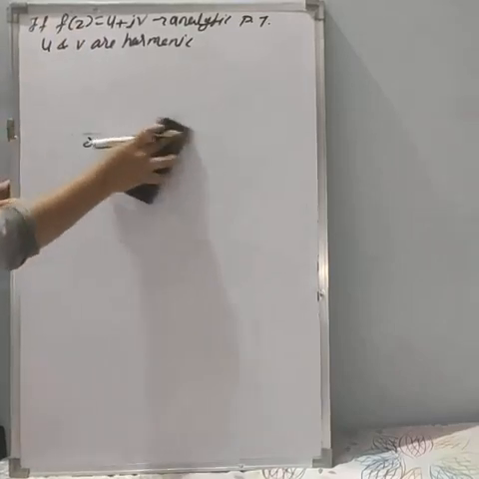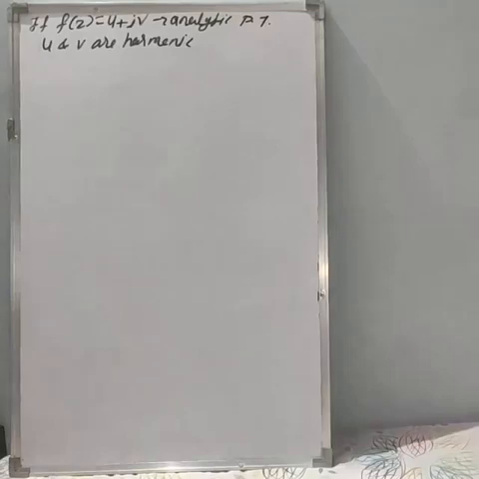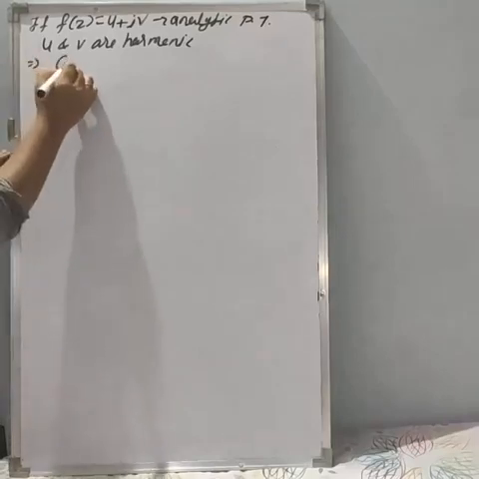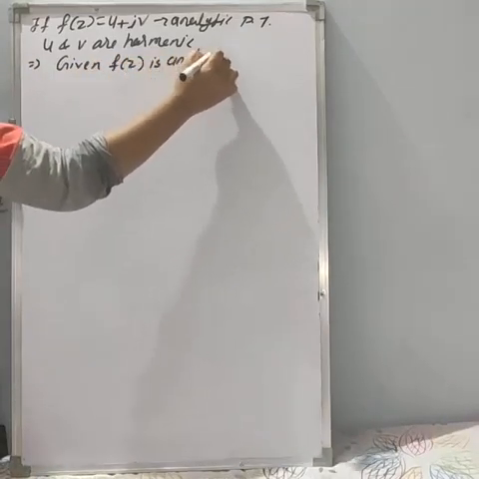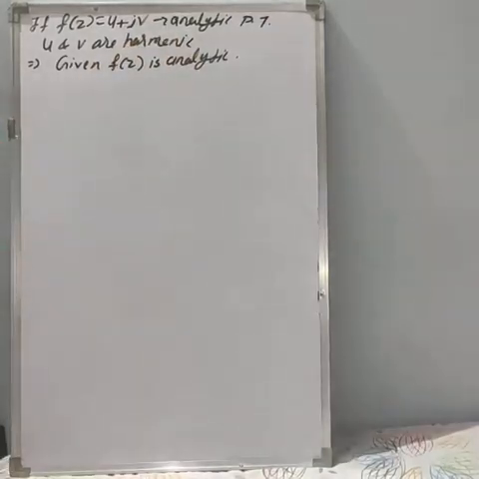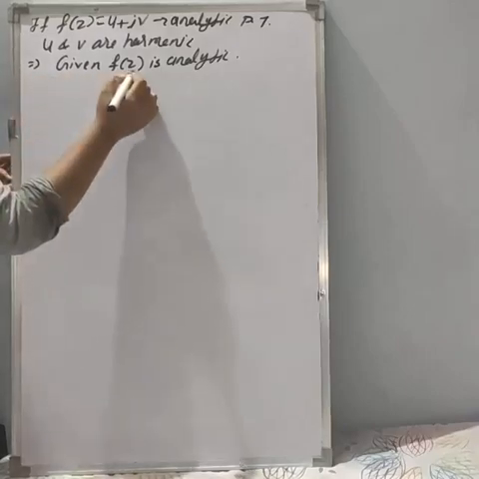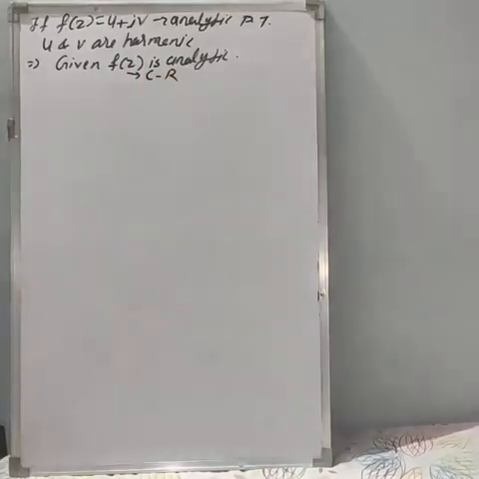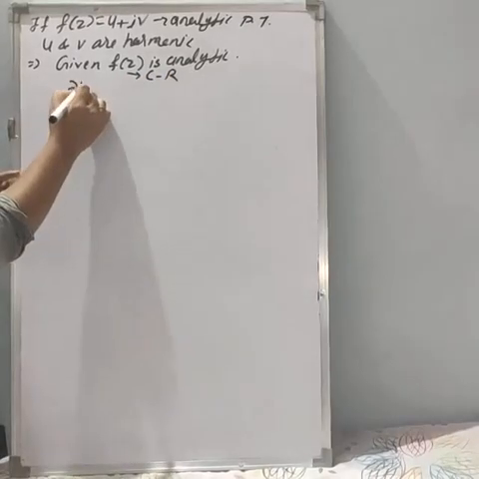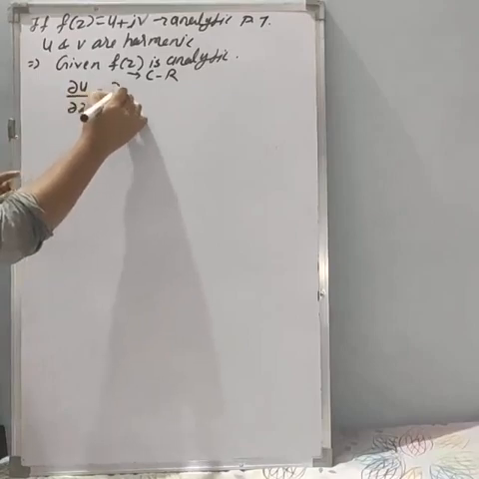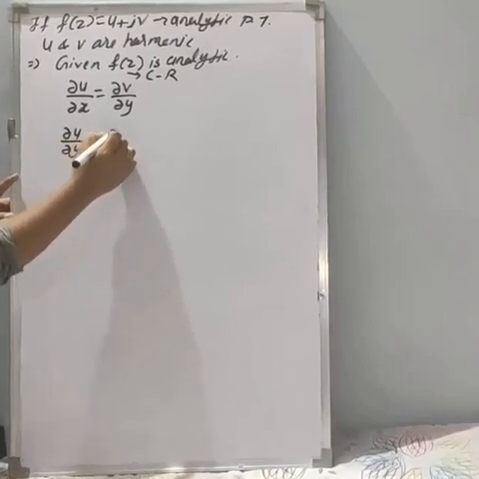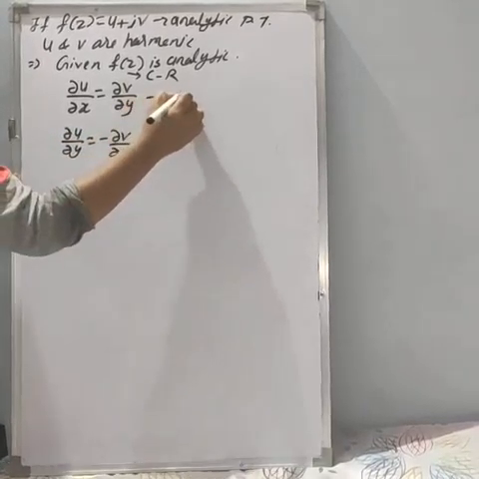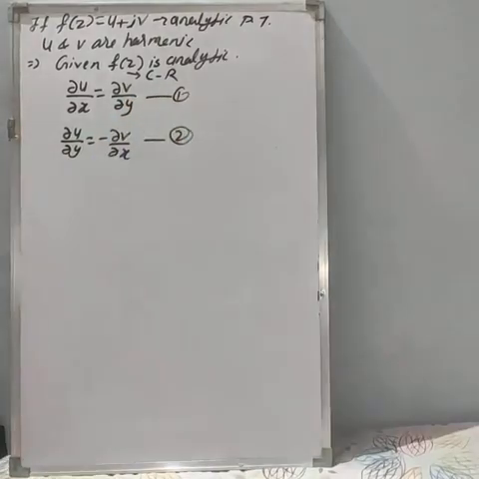Okay, what is given? F of z is equal to u plus iv, and that is analytic. Now we know the definition of analytic. If f of z is analytic, then we can say it satisfies the CR equation. If f of z is analytic, obviously it should satisfy the CR equation. That is the main result. And what are the CR equations we have? Dou u by dou x is equal to dou v by dou y, and dou u by dou y is equal to minus dou v by dou x. Call these equation number 1 and equation number 2. These are the CR equations.